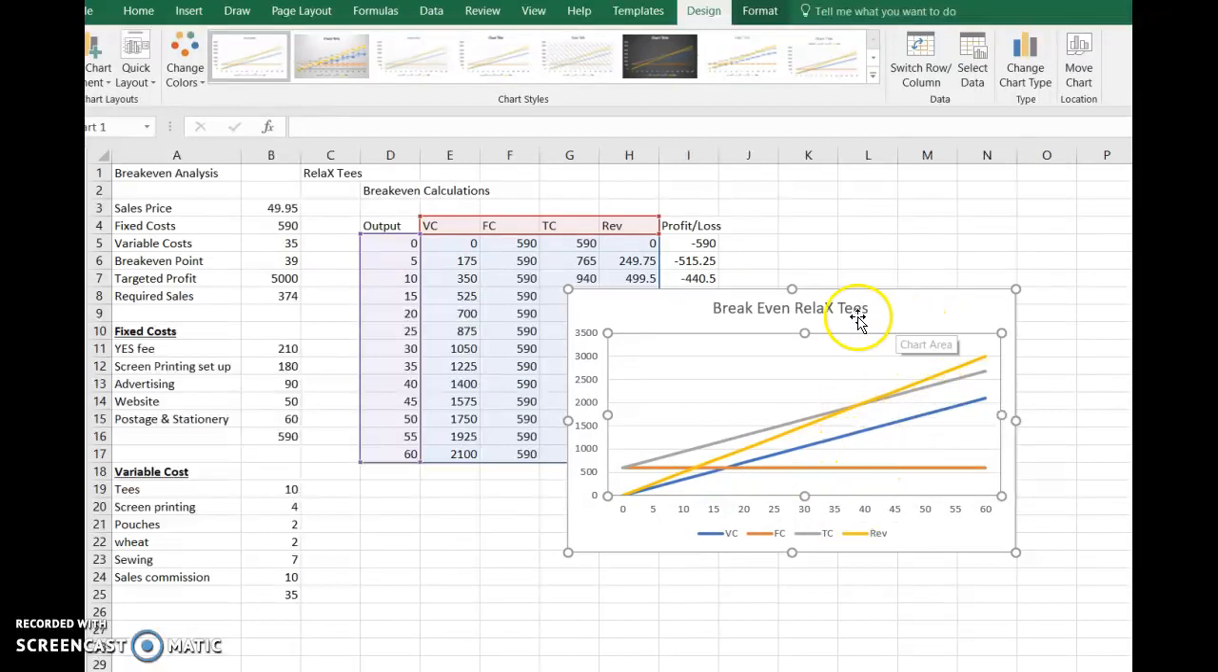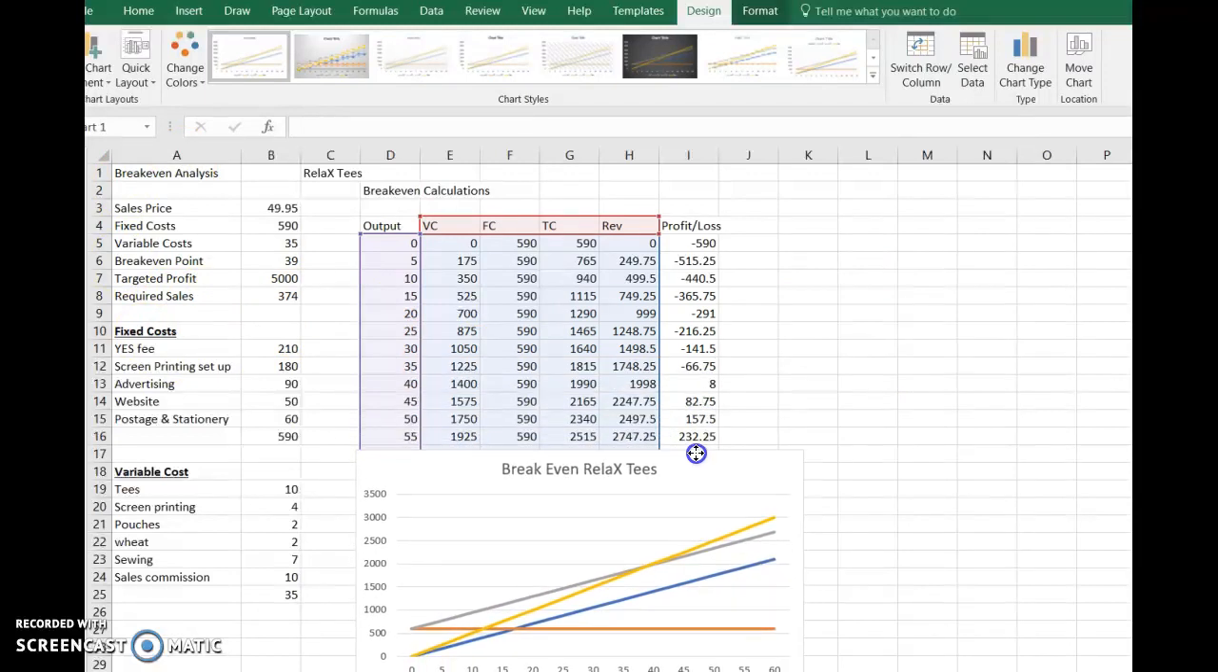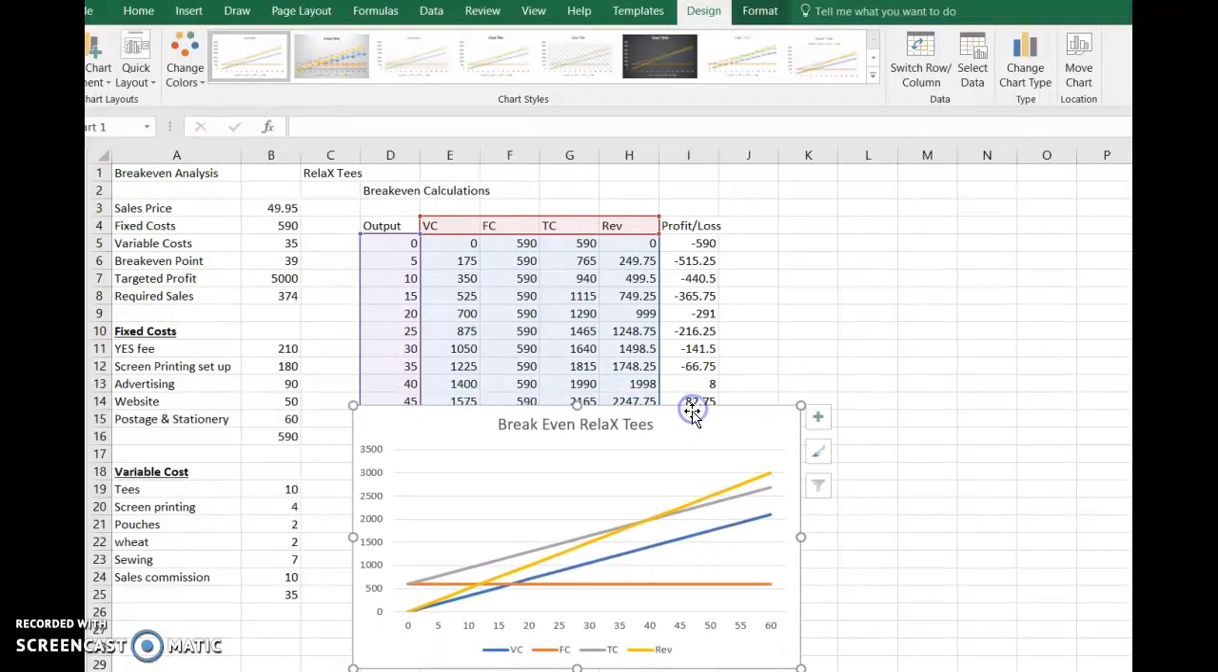So that's what you've got to copy and paste in. But what I'd like you to do, and this is why a spreadsheet's really useful, is that you can change a few things and put some pressure on. What would happen if we change the sales price to $59? What would happen if we changed it to $29? And the graph will automatically do that for you. Obviously 29 is going to be a loss because it's below your variable cost.